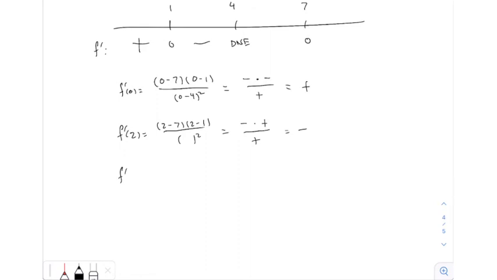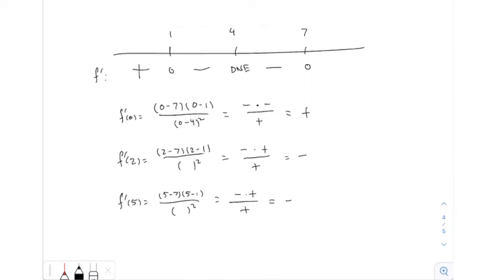How about between 4 and 7? I'm going to use 5. f prime of 5 is 5 minus 7, 5 minus 1 over something squared. This is negative, positive over positive. So that is also negative. All right, here's an example where the signs do not alternate as you go across. You should not always expect them to alternate. Sometimes they just don't.